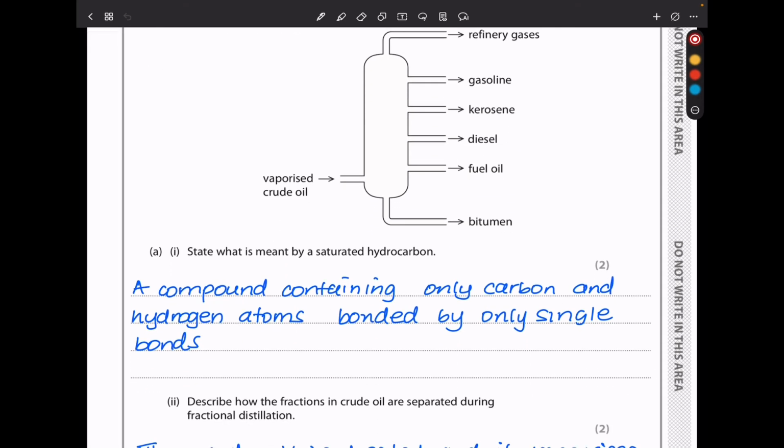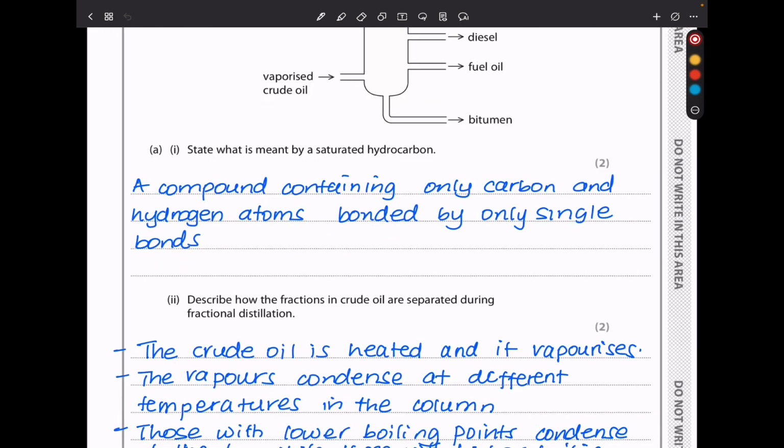They say state what is meant by a saturated hydrocarbon. A saturated hydrocarbon, of course, has no carbon-carbon double bonds. We can say it's a compound that contains only carbon and hydrogen atoms. That part is explaining about the hydrocarbon. And also, it's bonded only using single bonds.